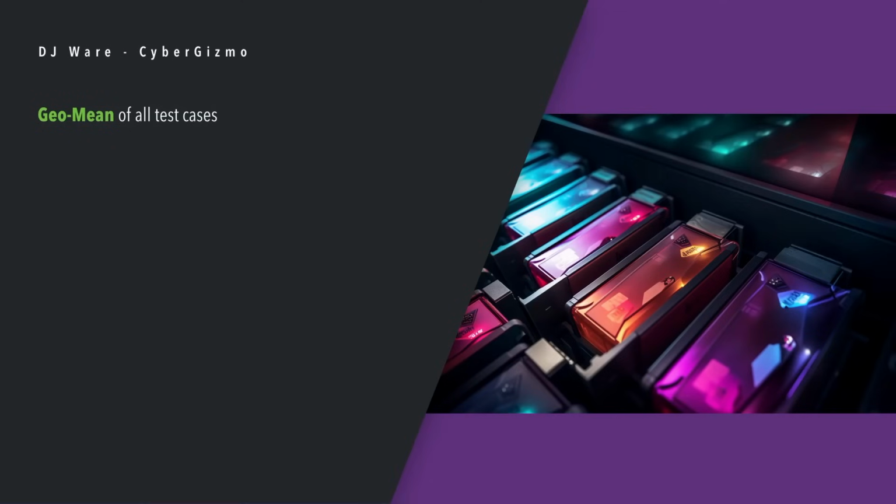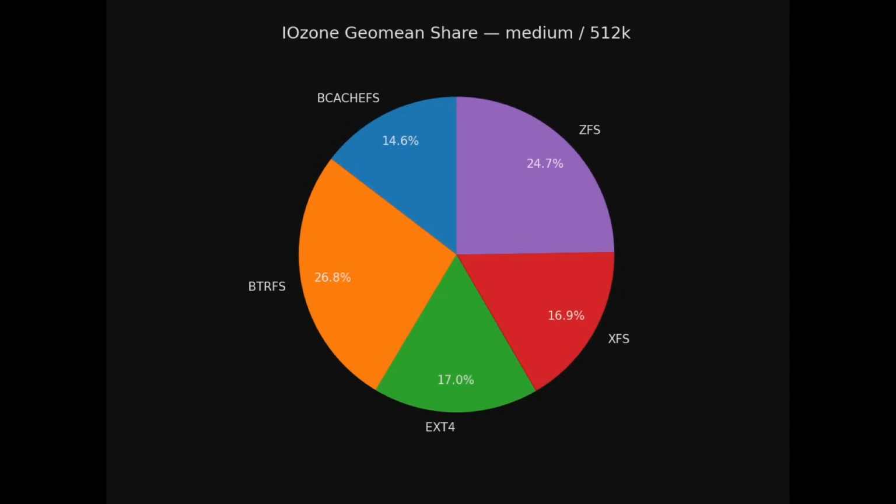The Geomean is, I took all the test cases and ran a Geomean on them. This is what I came up with for that. This is on the medium size. You can see that Btrfs has 26.8% of the Geomean's share. So it performed overall the best on all the tests, followed by ZFS, followed by ext4, then XFS, then Bcachefs. So, yeah, I mean, consider where Bcachefs was last time. Wow, what a big difference this is.